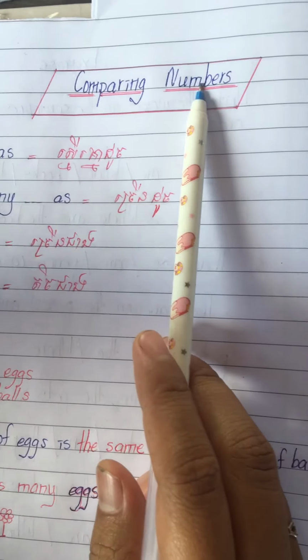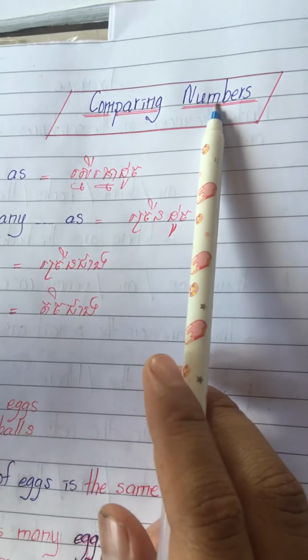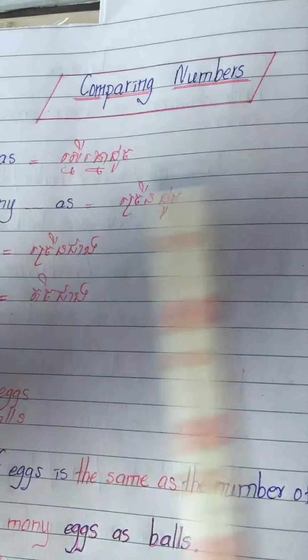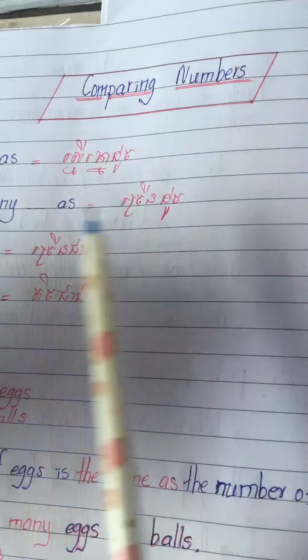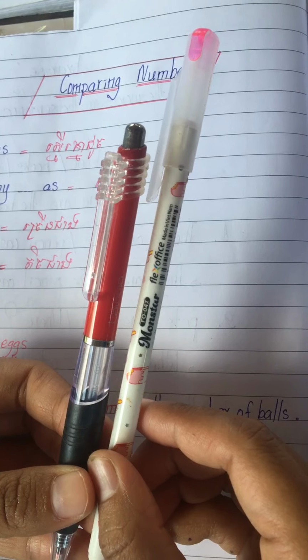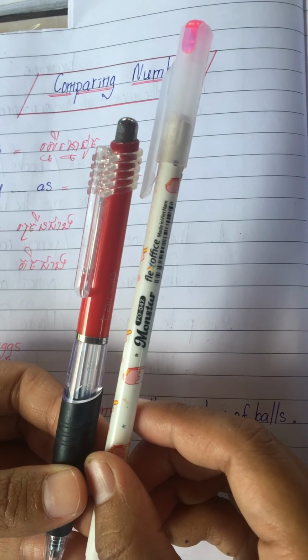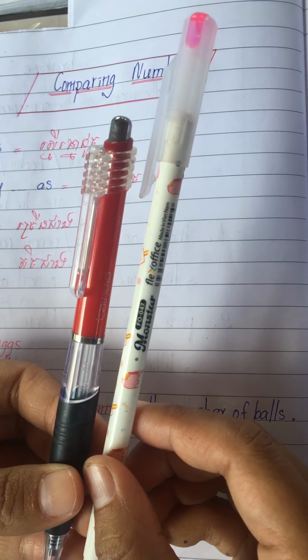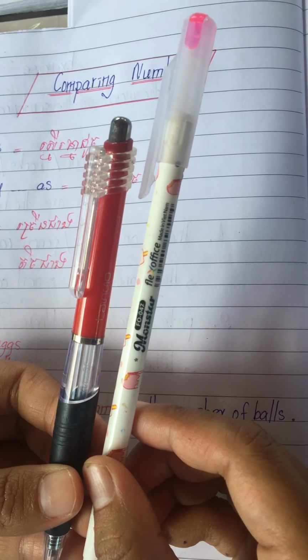Comparing numbers means that you have to compare. Compare means you take two things to compare. For example, the red pen and the blue pen. So you compare it. Which one is longer, the red pen or the blue pen? The blue pen is longer than the red pen. So it means that we compare. We compare means we take two things to compare.